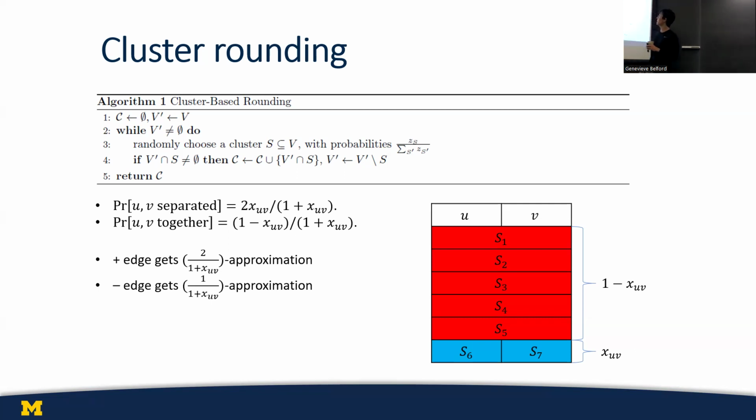So one can see that the probability of U and V being separated is 2 X_UV divided by the total probability of these sets, which is 1 plus X_UV. Similarly, the probability that U and V are together is the summation of the red probabilities, which is 1 minus X_UV divided by 1 plus X_UV. If you compare those probabilities to their contribution to the LP objective, one can see that plus edges get a 2 approximation, and the minus edges actually get better than a 1 approximation. That's the whole analysis, which gives a 2 approximation.